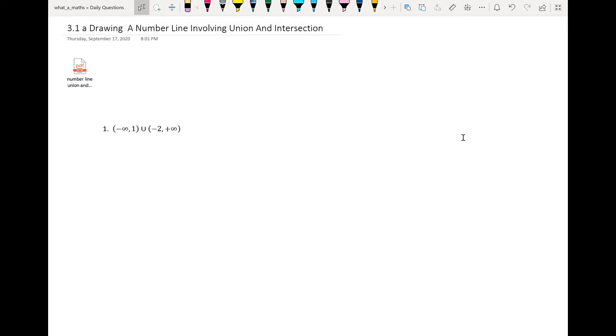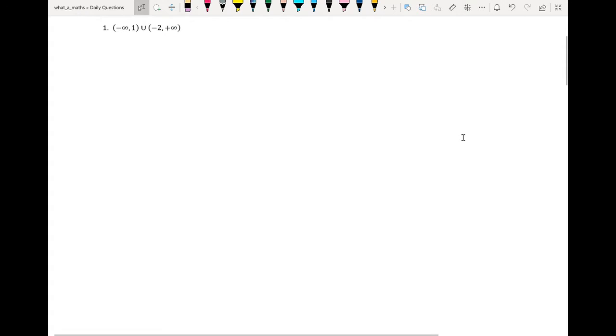Drawing a number line involving union and intersection. So for question number 1, first of all, I draw my number line. Okay, check what is the smallest number. So the smallest number over here is -2 followed by 1. So now I have -2 followed by 1.